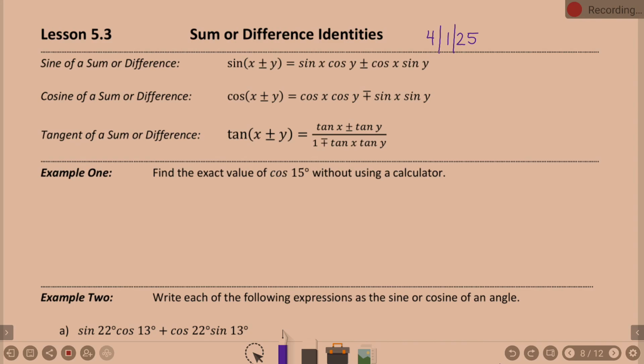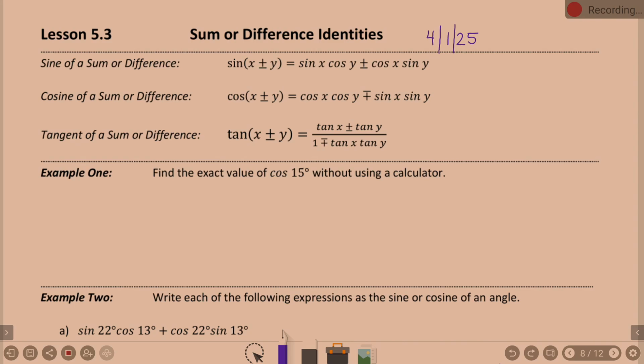Notice, without a calculator, do you know anything about cosine of 15 degrees according to our reference chart or anything like that? 15 degrees isn't a number that we've dealt with, is it? So with that in mind, we don't always want to use the calculator. So this gives us a way to find the value of cosine of 15.